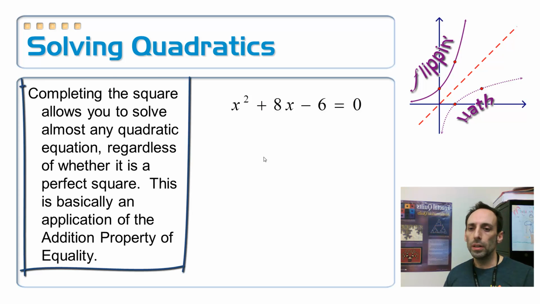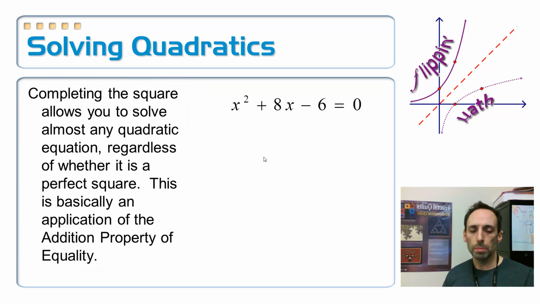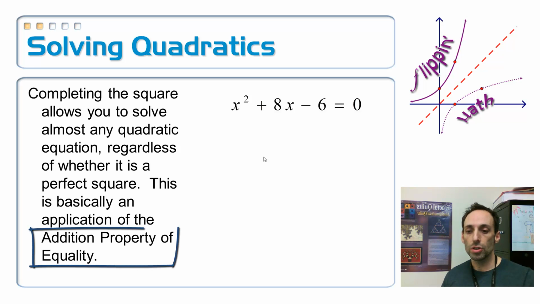Okay, so completing the square will allow you to solve just about any quadratic equation, regardless of whether or not it's a perfect square trinomial. Take a look at the one that I have. X squared plus 8x minus 6 is not a perfect square trinomial, but we can still solve it that way. Basically, what we're doing is what you just saw in the previous part of the lesson, completing the square, and then we're going to use the addition property of equality. Whatever you add to the left side of the equation, you have to add to the right side of the equation.